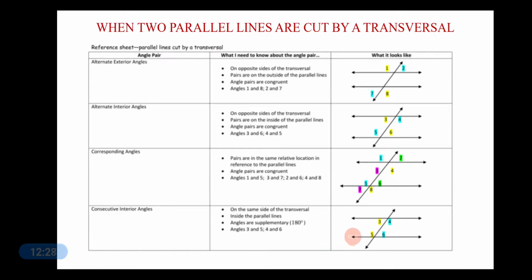So the sum of the co-interior angles is 180 degrees. That is, angles 3 and 5 when summed up together will give you 180 degrees, and co-interior angles 4 and 6 when summed up together will give you the value of 180 degrees.